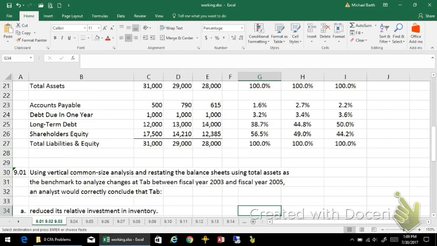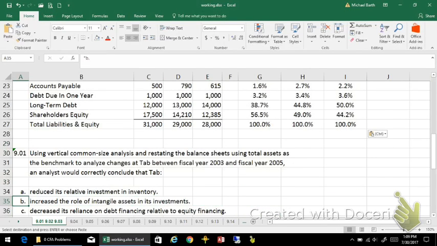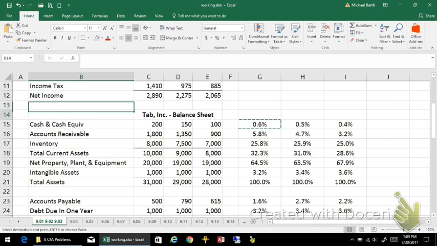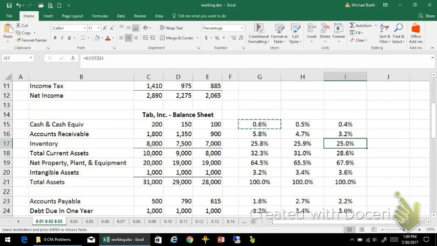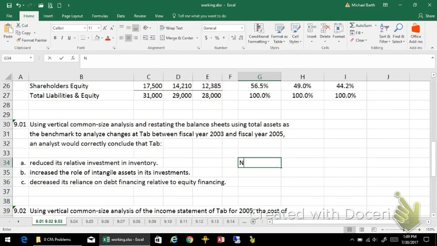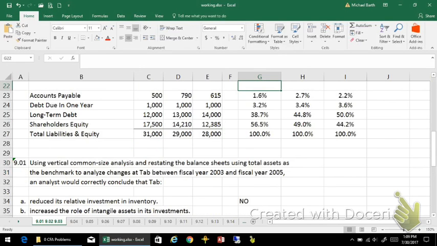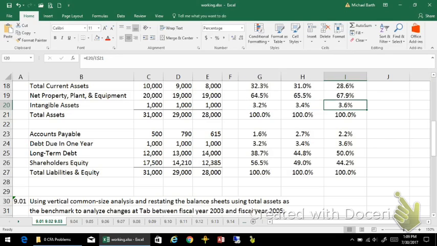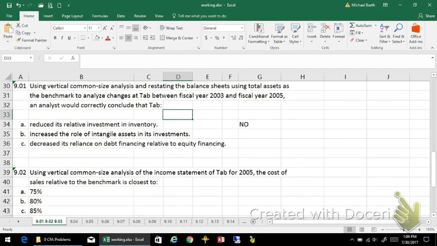All right, so first question here. It would be correct to conclude the TAB reduced its investment in inventory. Well, if we go up here to inventory, inventory has, if anything, increased as a percent of assets. So that's a no. Increase the role of intangible assets in its investments. Tangible assets are actually staying exactly the same, but as a percent of assets, they're actually declining. So that'd be a no.